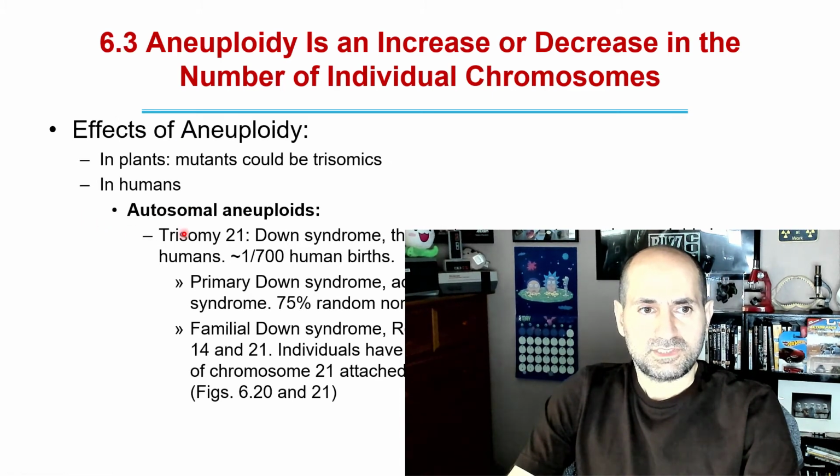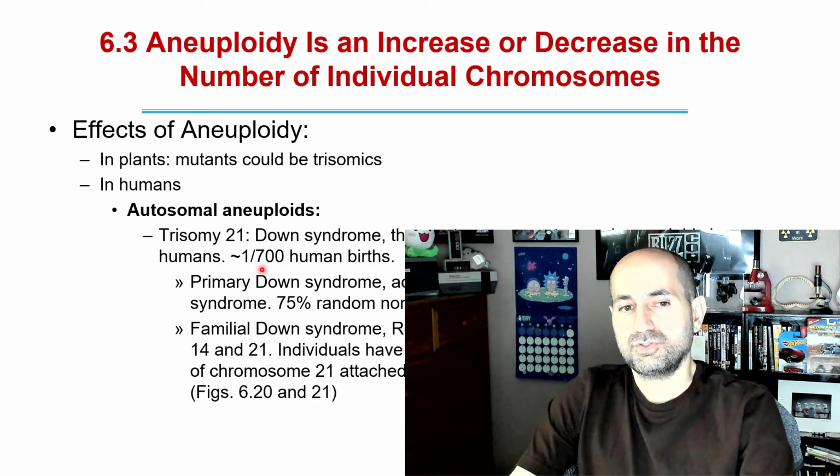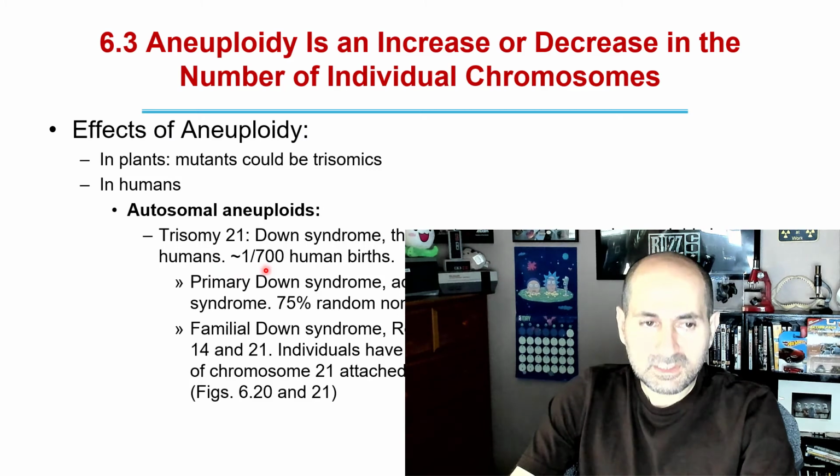Here's an example in humans. Trisomy 21. Remember, trisomy means 3 copies of a chromosome, and this would be chromosome 21. So these are humans that have 3 copies of chromosome 21. This is also known as Down syndrome. It is the most common autosomal aneuploidy in humans, affecting about 1 in 700 human births worldwide.